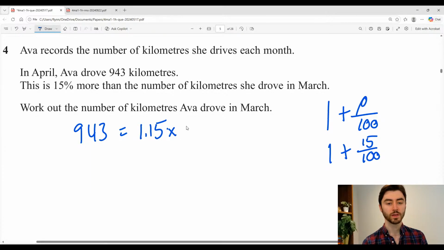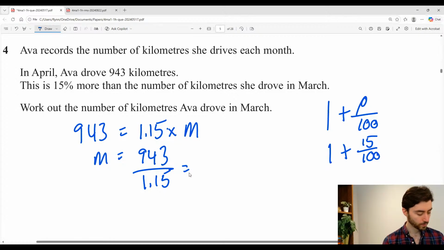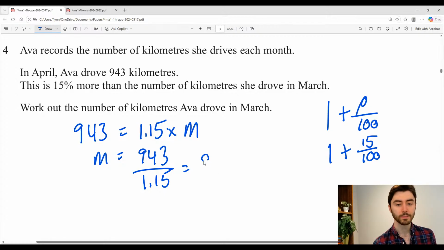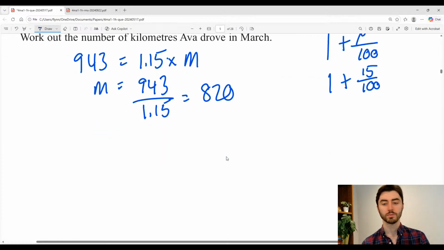So 943 is equal to 1.15 times the number she drove in March. So to get the number she drove in March, I'm going to do 943 divided by 1.15, which gives me 820, which is my answer.